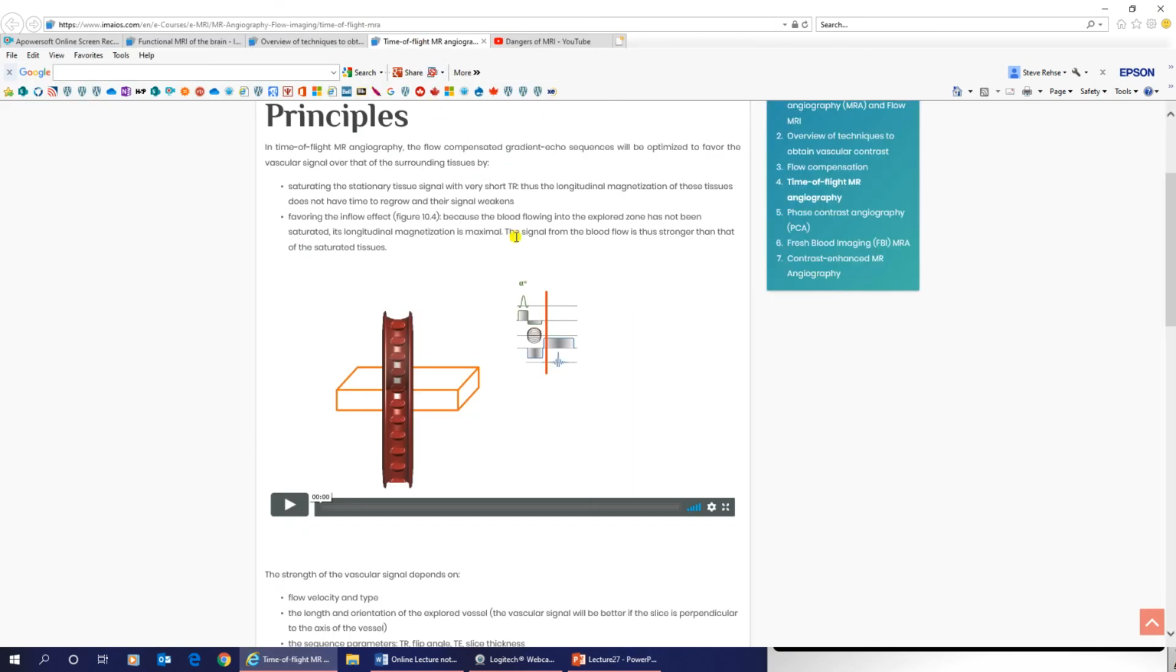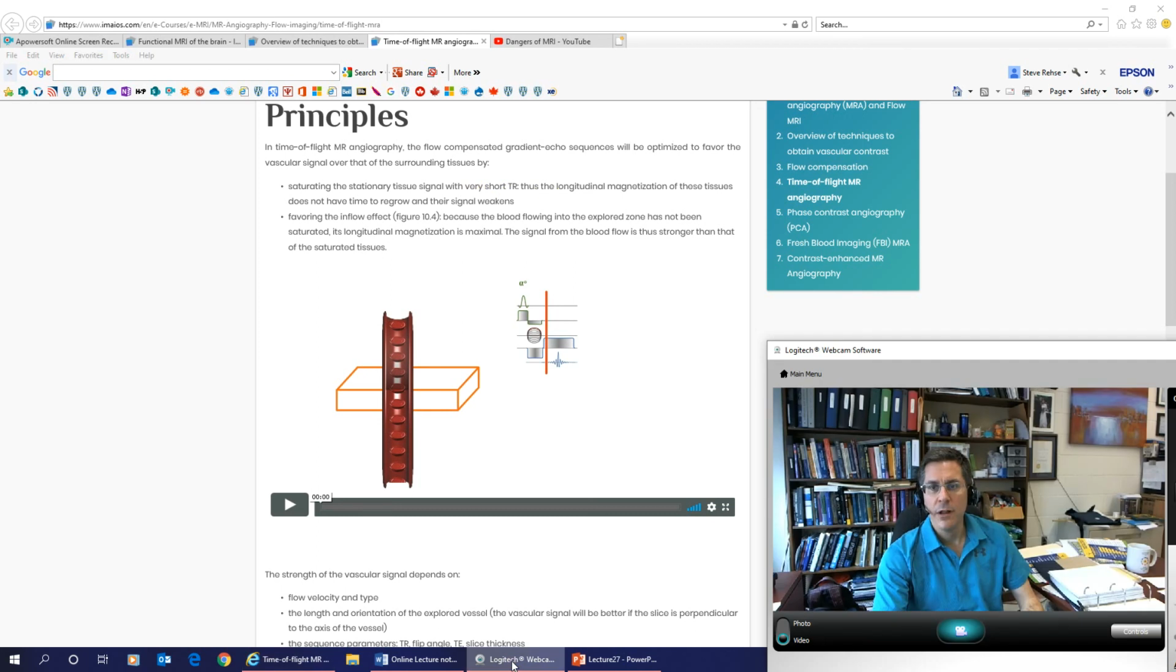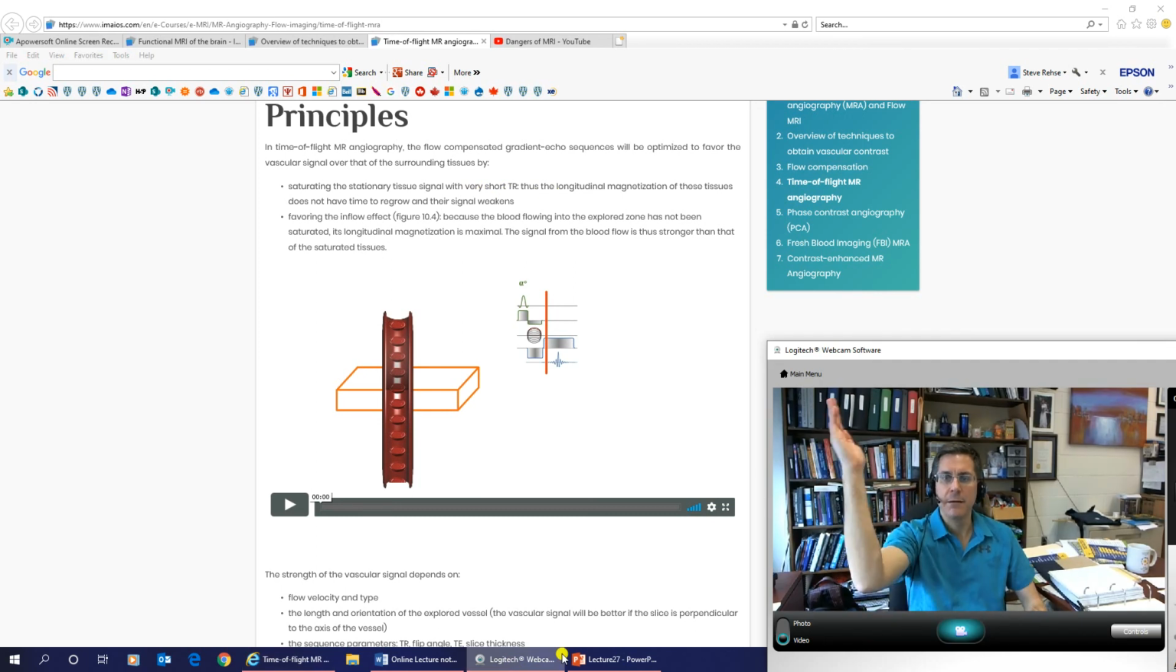Time of flight MR angiography. All right. So we are going to saturate the stationary signal with a very short TR. Very short TR means bang, bang, bang, bang. If you go to a very short TR where you're just hitting it with pi by 2 pulses, each time you do that, fewer and fewer spins can respond because they're all tipped over. They can't do anything anymore.